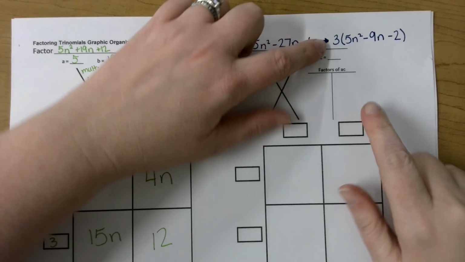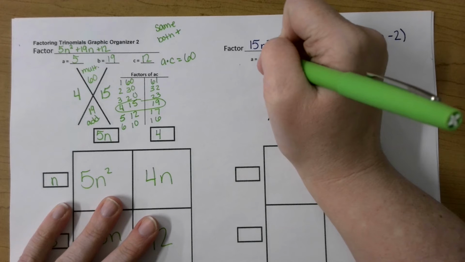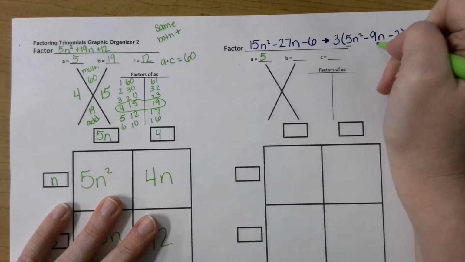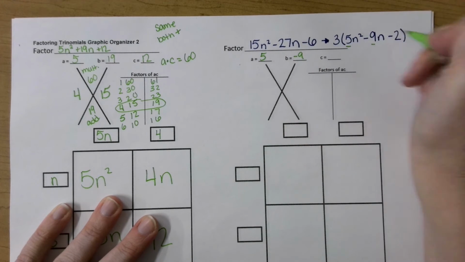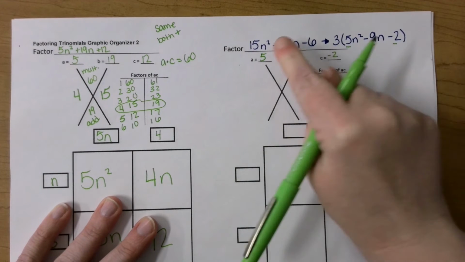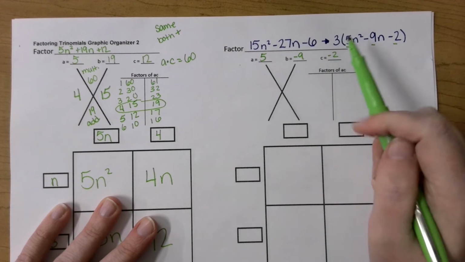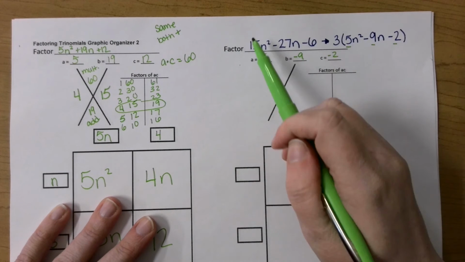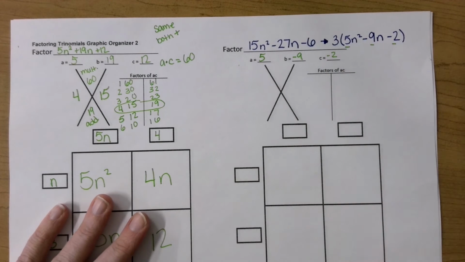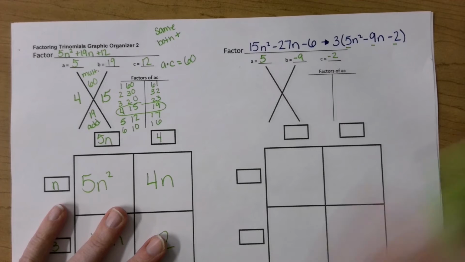Okay, so I factored out my GCF. Let's list our A, B, and C values. So A is 5, B is -9, and C is -2. So I'm actually going to factor this piece instead of this piece. We divided that 3 out, and look, what's going to be easier, to multiply 5 and -2 or to multiply 15 and -6? Make this easier on yourself. Don't make it more complicated than it has to be.